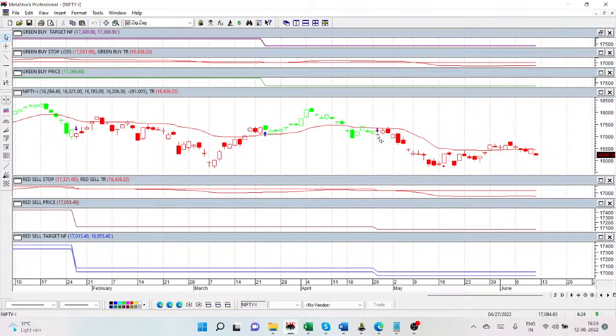This trailing stop loss you should utilize only when you start making profits. Otherwise, you would start your positions with the original stop loss, that is 17,321, as shown here, or you would wait for the green to happen after the red. So green to red is the first signal, and that's where you have to create a position, as long as your stop loss is not triggered.